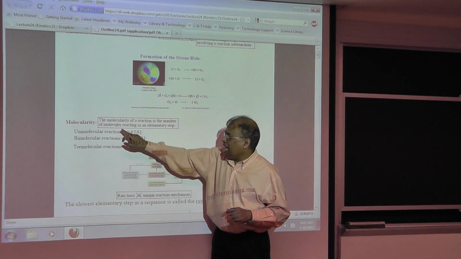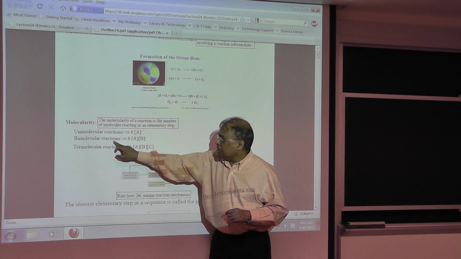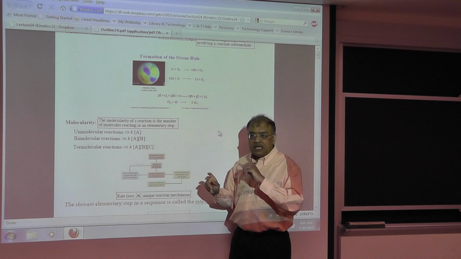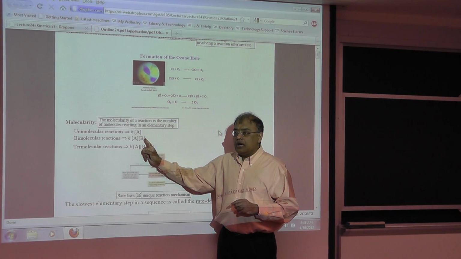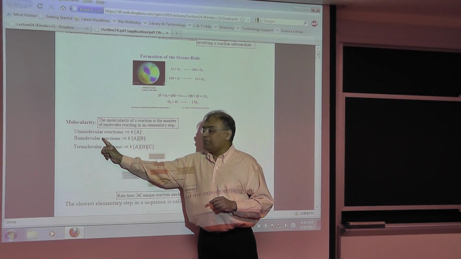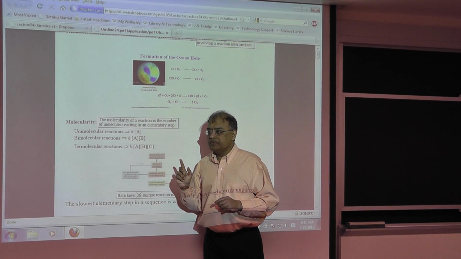So if you have a unimolecular reaction, you have a first order reaction. If you have a bimolecular reaction, you have a second order reaction. But the converse is not true. If you have a second order reaction, that does not necessarily mean that it is a bimolecular reaction. Very important distinction.